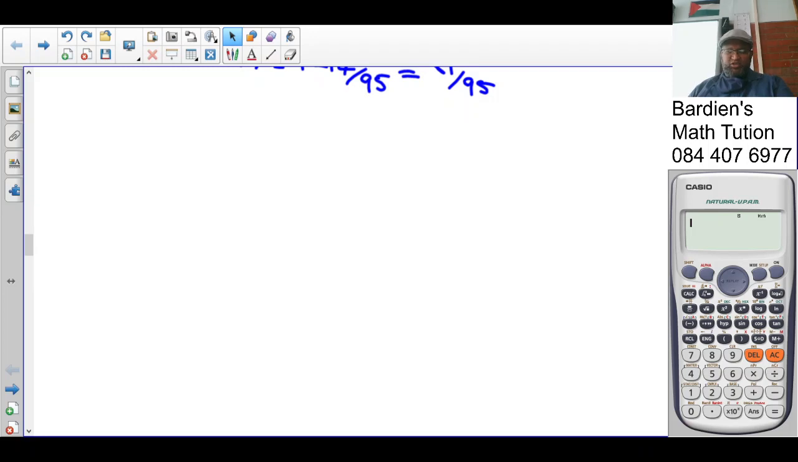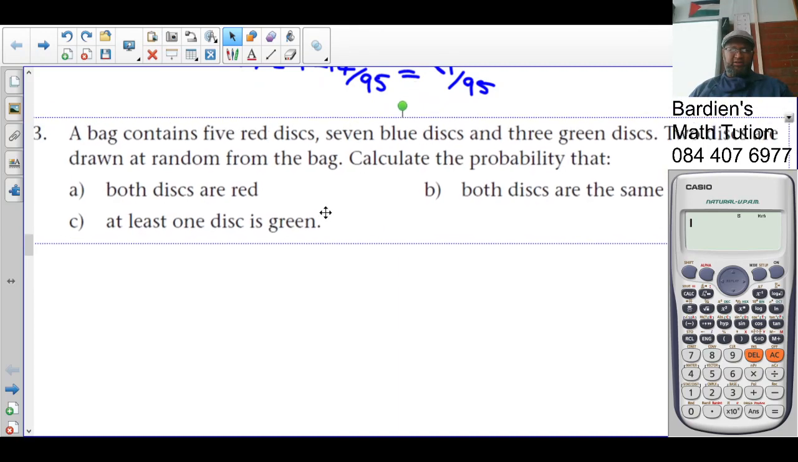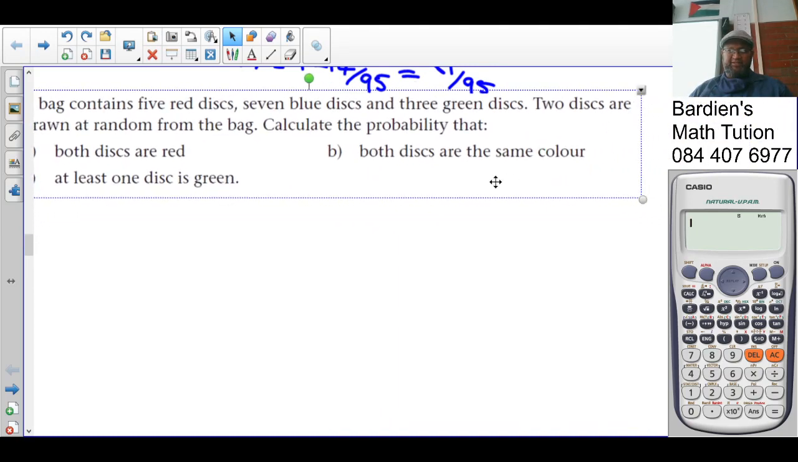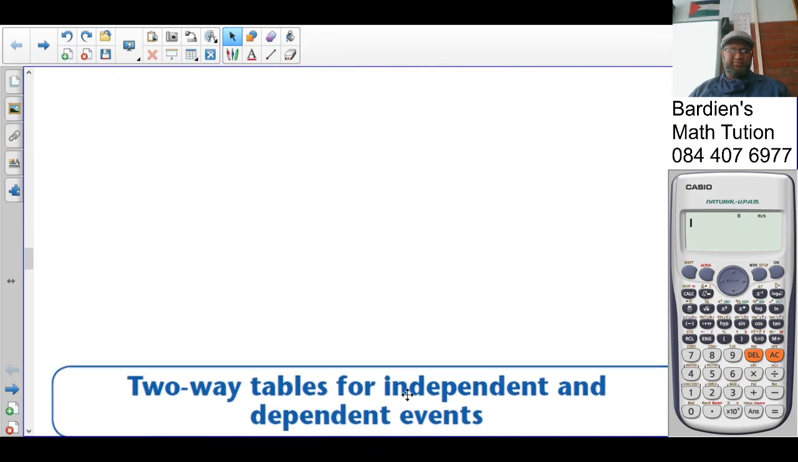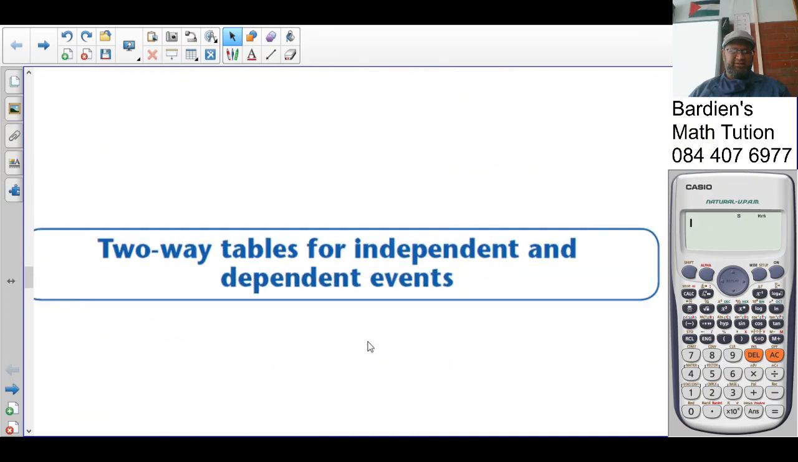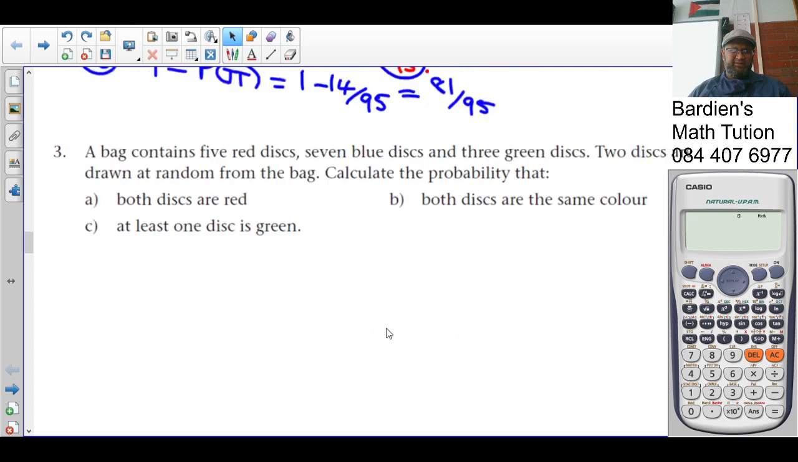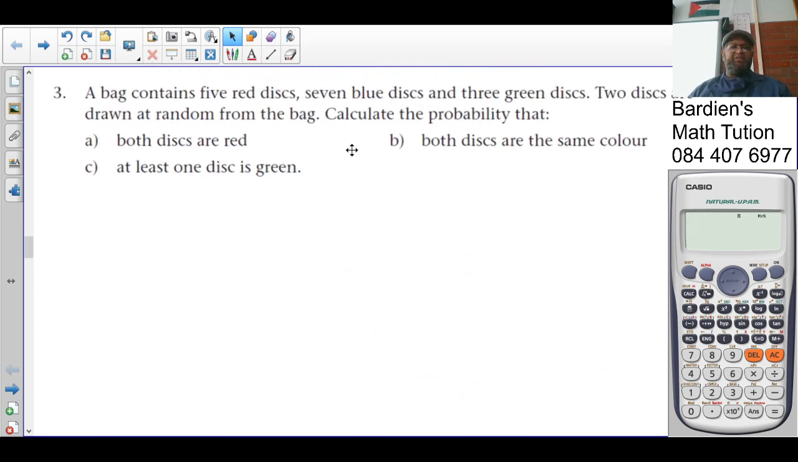After this explanation, you should be able to answer all these questions pertaining to the tree diagram. It's very important. This also gets tested in grade 12. So it's important to understand the concept that's being tested here or taught. Right, number 3.